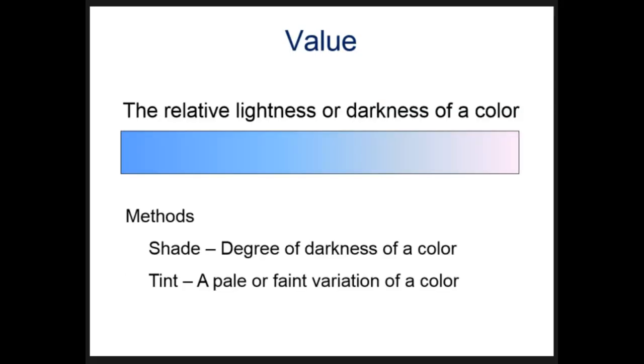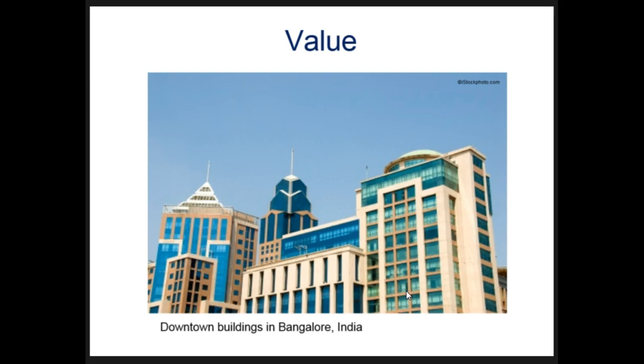And finally, we have value. Value is the lightness and darkness of a color compared to each other. Here we see blue in a continual line. We can think about shade and tint. Shade is the degree of darkness, while tint is a pale or faint variation. Here, even though most of these buildings are in fact blue, we see various values on them, which makes it interesting to the eye. Keep in mind, what color selection are these? Are these all warm or cool? And how do they make you feel?